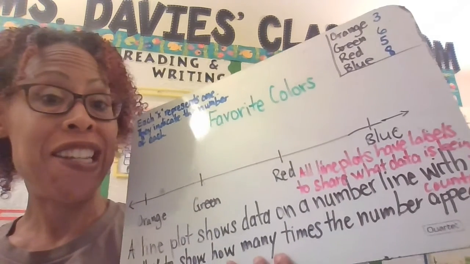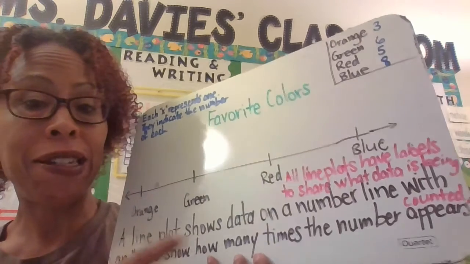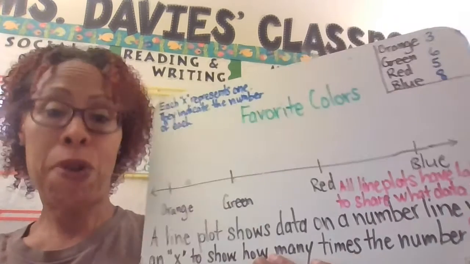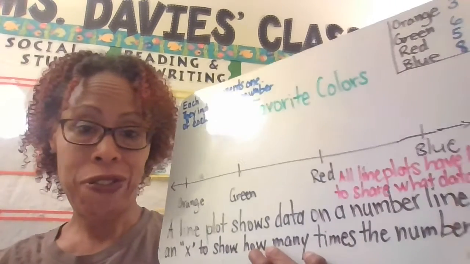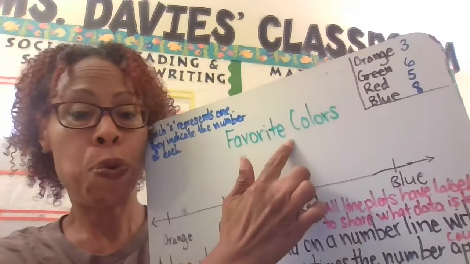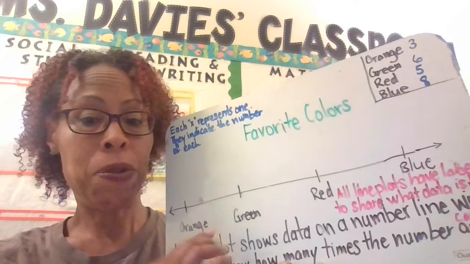Today we're going to look at a special graph called a line plot. And just the same as the bar graph, we have different labels. We're going to have a title. There's going to be a title for the line plot. There are also going to be labels.